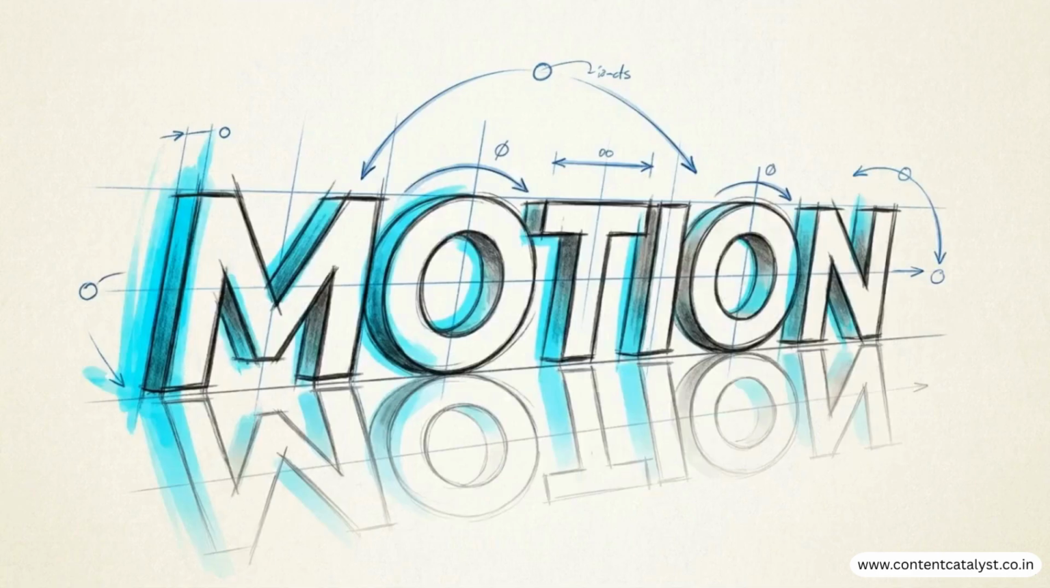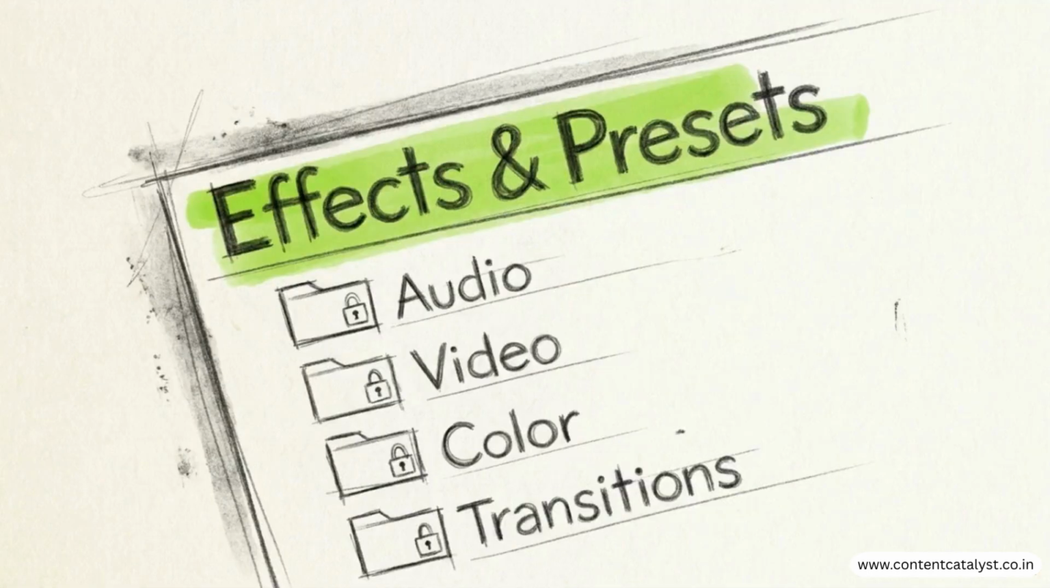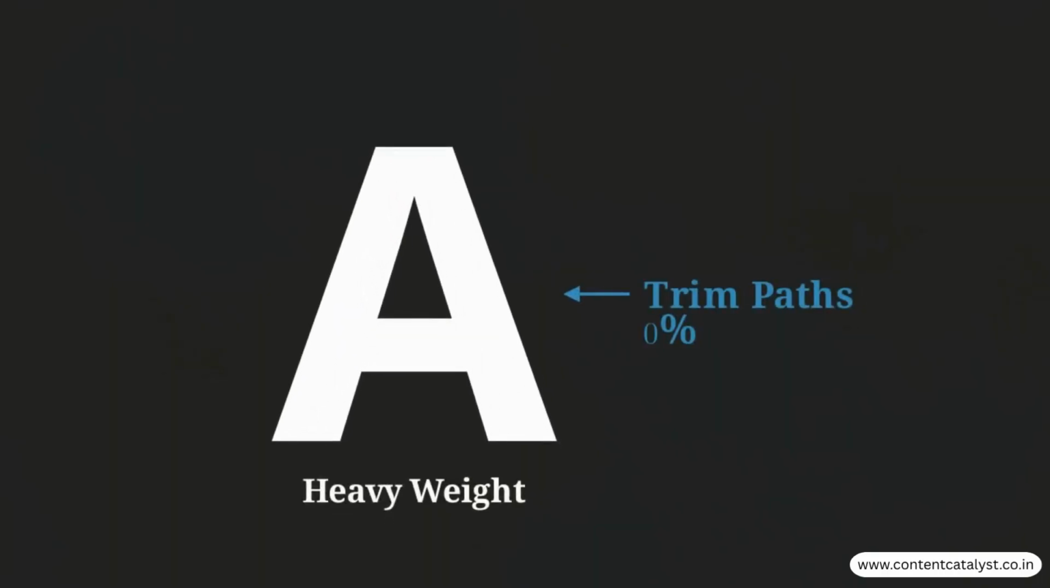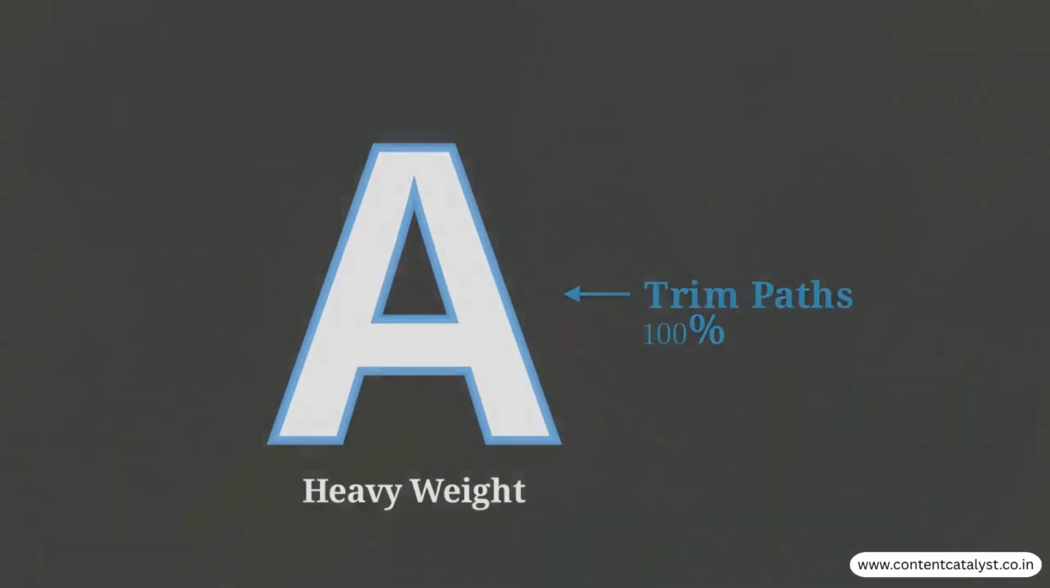In the next few minutes, we are going to build a high-energy kinetic text sequence entirely from scratch, using only After Effects' native toolset, no third-party plugins required. Start by creating a new composition at 1920 by 1080 at 30 frames per second. Pick a heavy, bold font. You want plenty of surface area so the stroke effects we apply will be clearly visible.